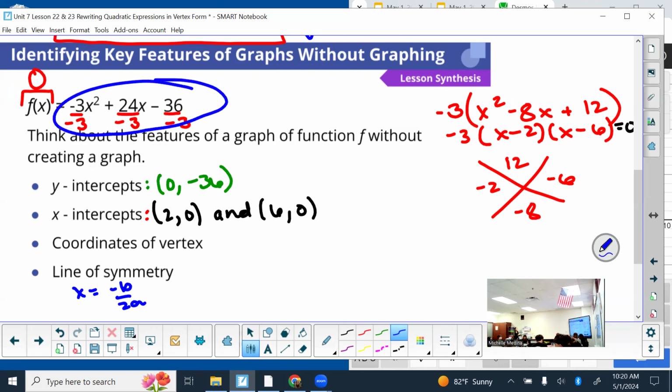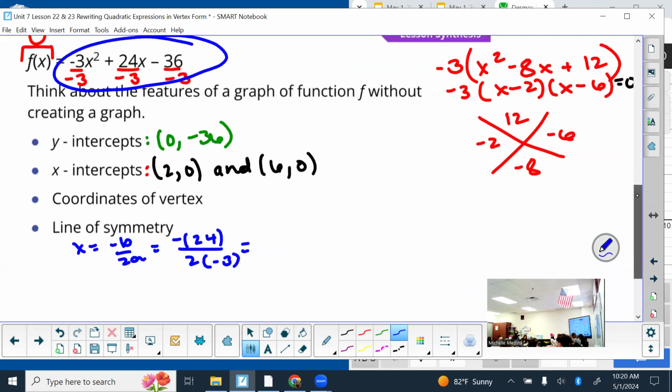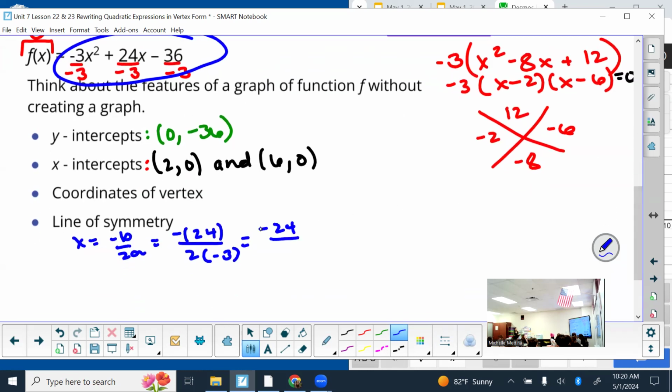So what is my B value? So I'm plugging that in for B. What is my A value? So plugging that in for A. And simplifying. So I have negative 24 over 2 times negative 3, which is negative 6. That's negative 24 divided by negative 6. So my line of symmetry is x equals 4. And that's also the x of my vertex. Now I just need the y of my vertex.